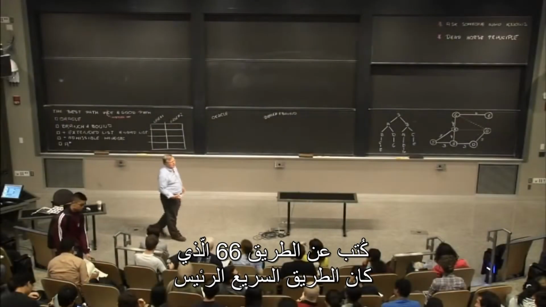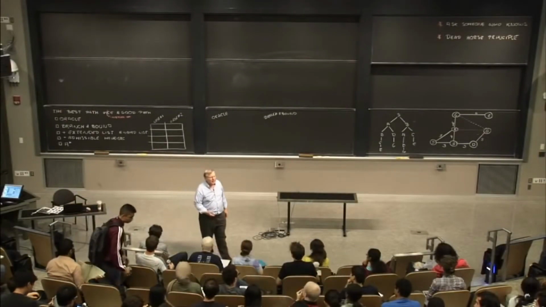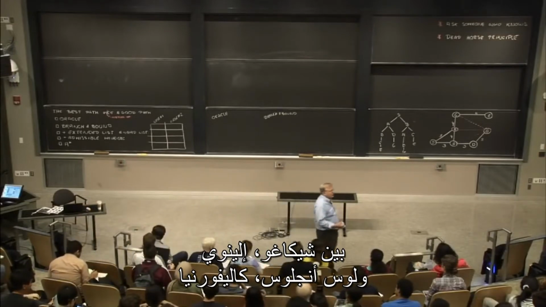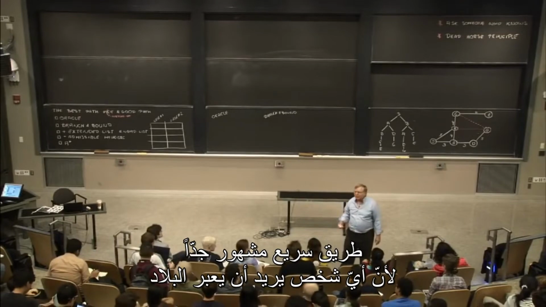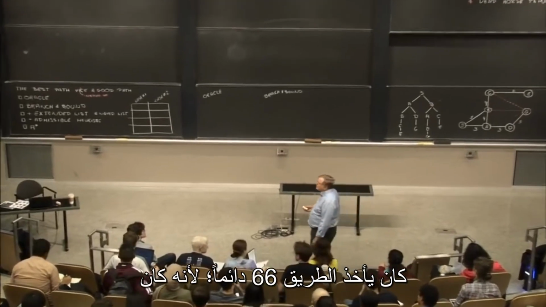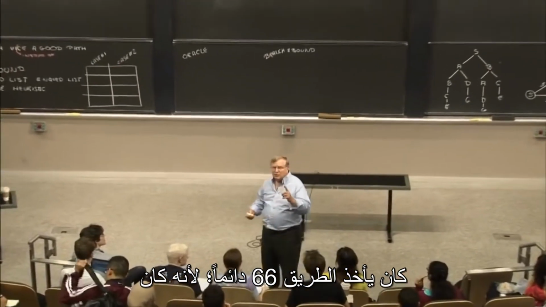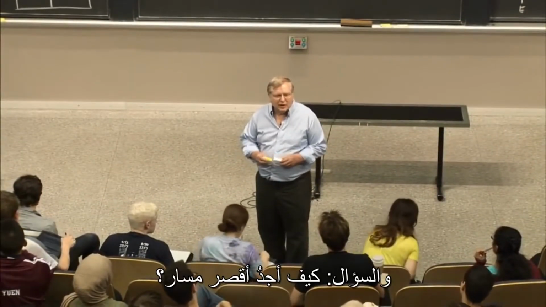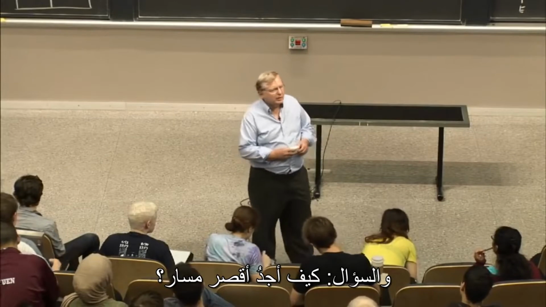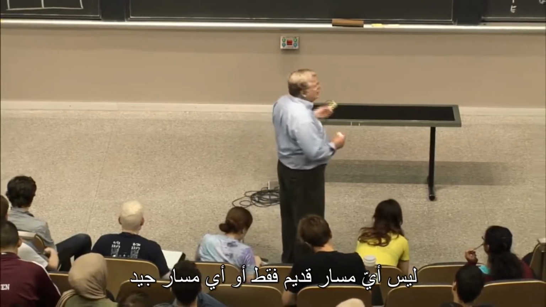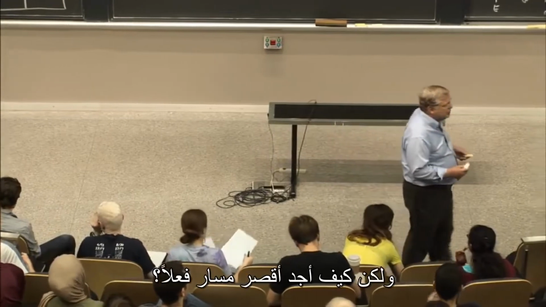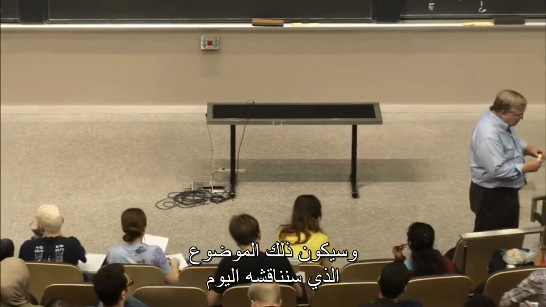I've written about Route 66, which used to be the main highway between Chicago, Illinois, and Los Angeles, California. Very famous highway, because anybody who wanted to go cross country always took Route 66 because it was the shortest way to go. And the question is, how do you find the shortest path, not just any old path or a good path, but how do you find the very shortest path?